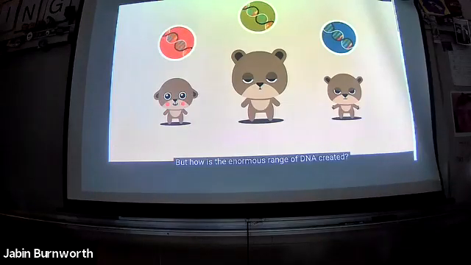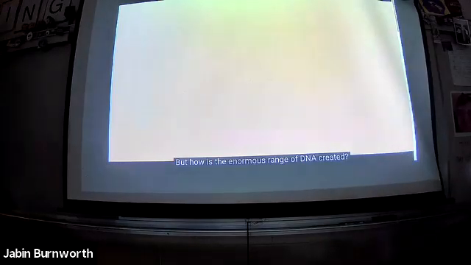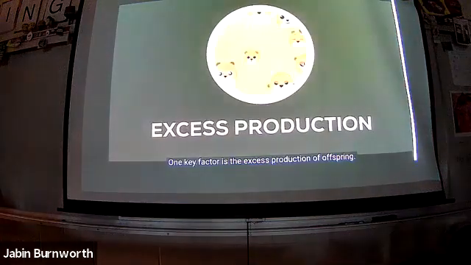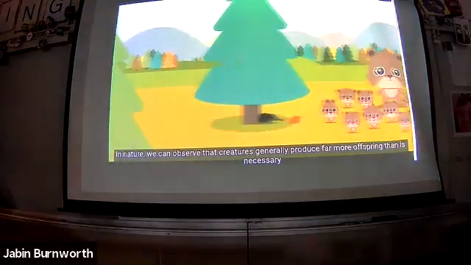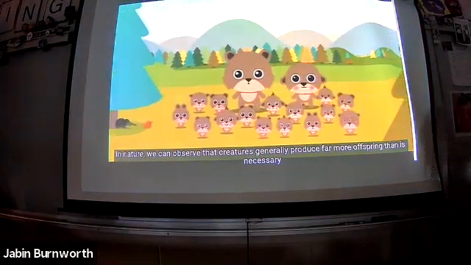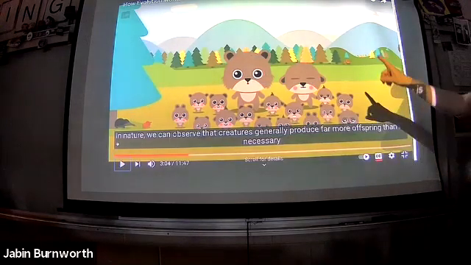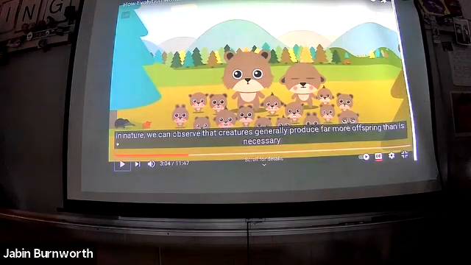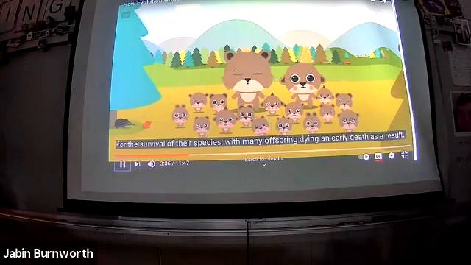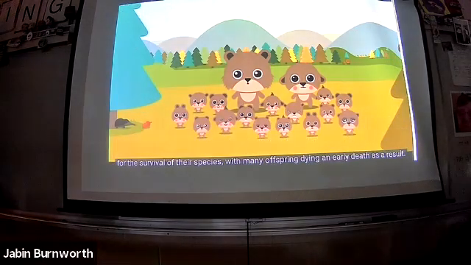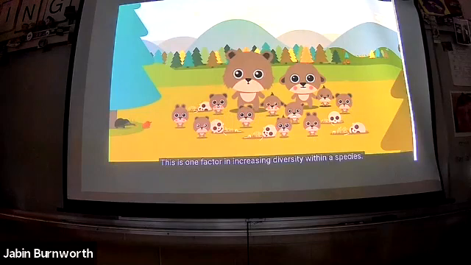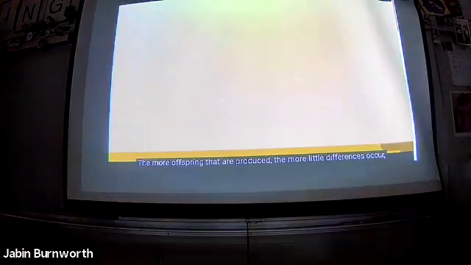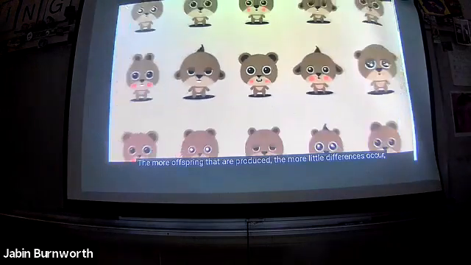But how is the enormous range of DNA created? One key factor is the excess production of offspring. In nature, we can observe that creatures generally produce far more offspring than is necessary. What's going to happen to some of these babies? It's a bummer. Many offspring die an early death as a result. Often there are even more offspring than the environment in which they live is able to support. This is one factor in increasing diversity within a species. The more offspring that are produced, the more little differences occur.